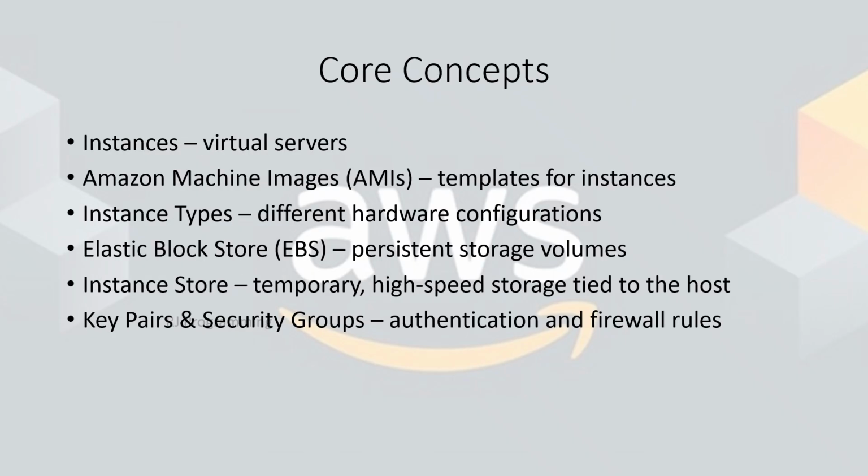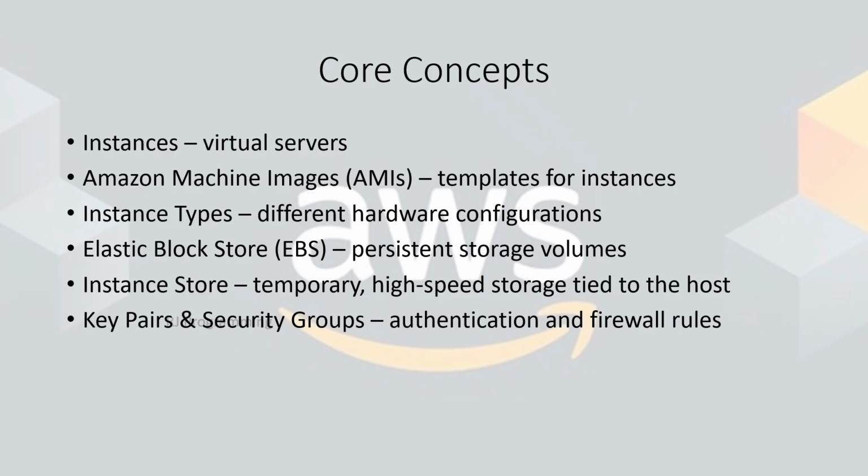Let's break down the main components of EC2. An instance is simply the virtual server you create. To launch one, you need an AMI, which acts as a template. It defines the OS and any pre-installed software. AWS provides many AMIs, but you can also create your own. AWS offers different instance types grouped into families such as general purpose, compute optimized, or GPU based. Each one is suited for a different type of workload.